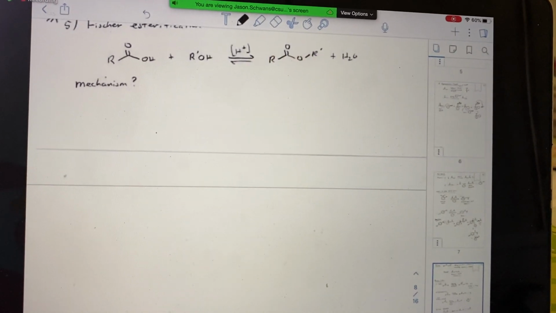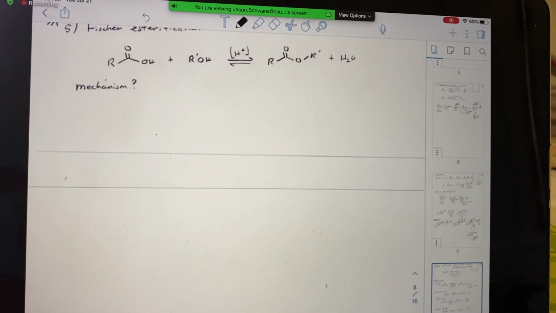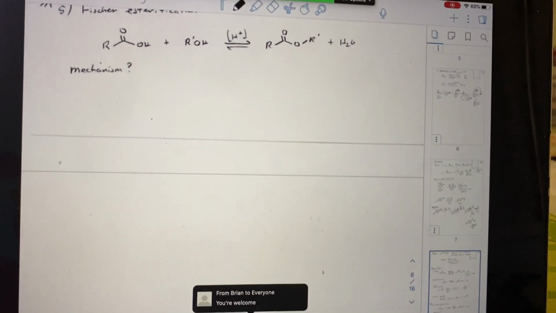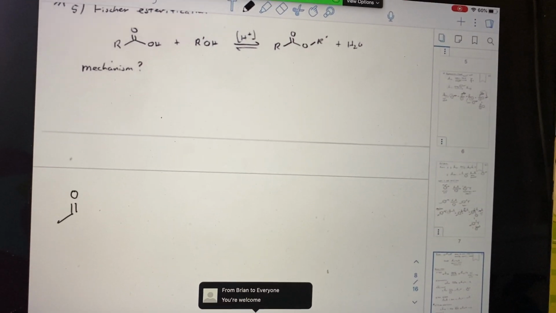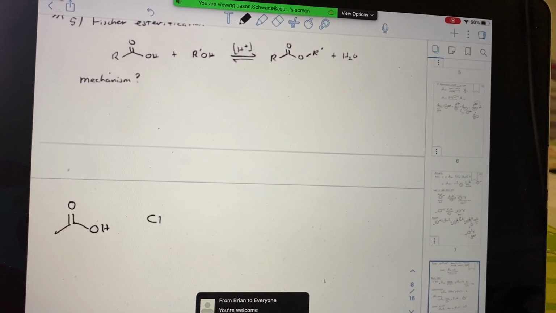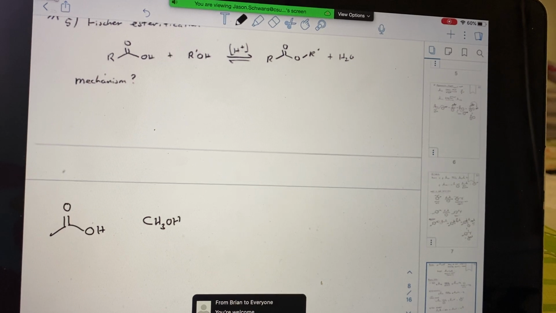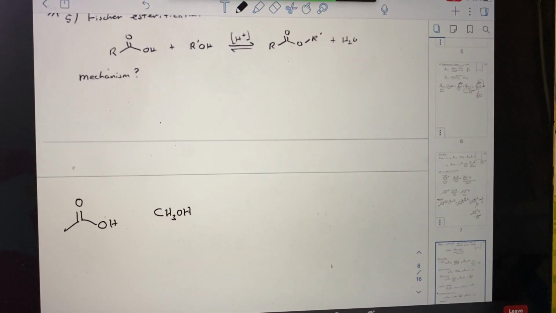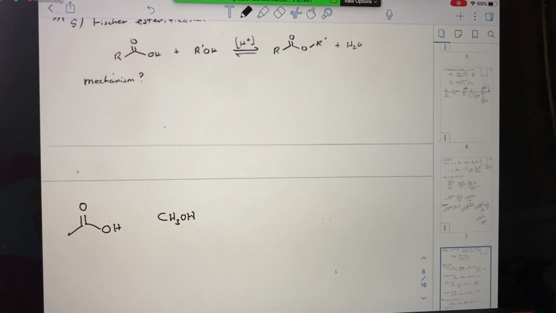Let's think about a mechanism for this reaction. We'll use the whole page now that we have it here. And let's get rid of the R group and just make it a methyl. And let's get rid of R prime. Just make that methanol. Okay. Excellent. Thanks again, Brian. Otherwise, we'd be doing this for a long time.